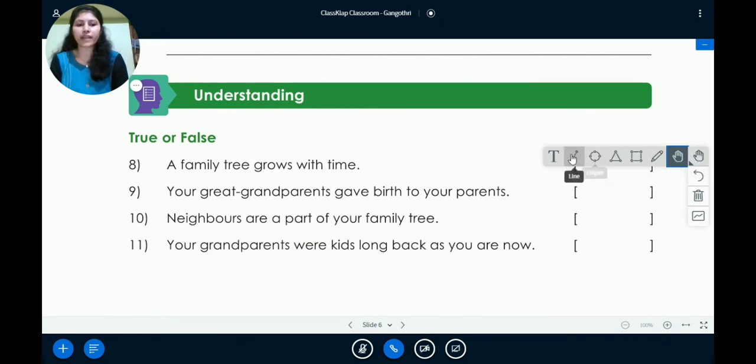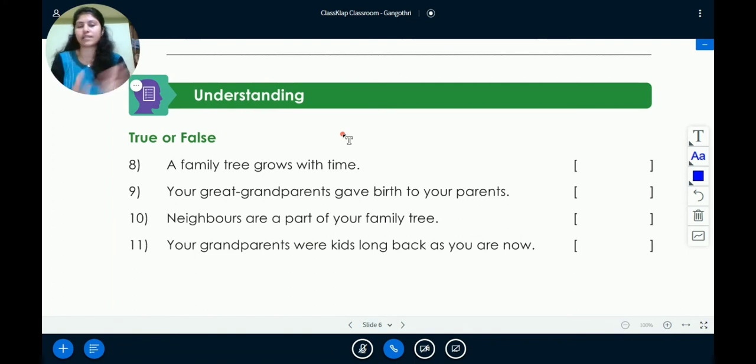Alright, so we have to write whether the sentences are true or false. The eighth question is, a family tree grows with time. As we have just studied, just like a tree grows with time, a family tree will also grow with time. So this sentence is true. Correct. Let me also read out the second question in the true or false. The question is, your great grandparents gave birth to your parents. Is it true or false? We know that our grandparents gave birth to parents. But here it says great grandparents gave birth to your parents, which is false.